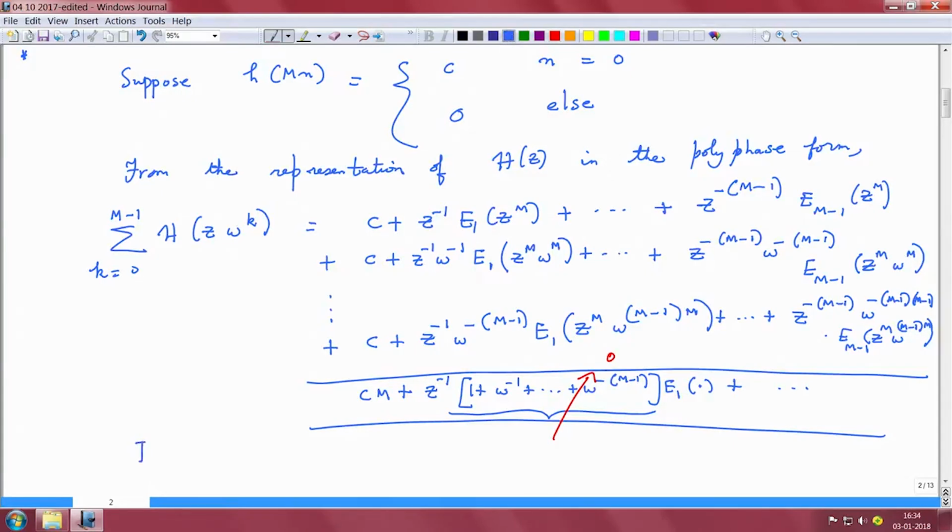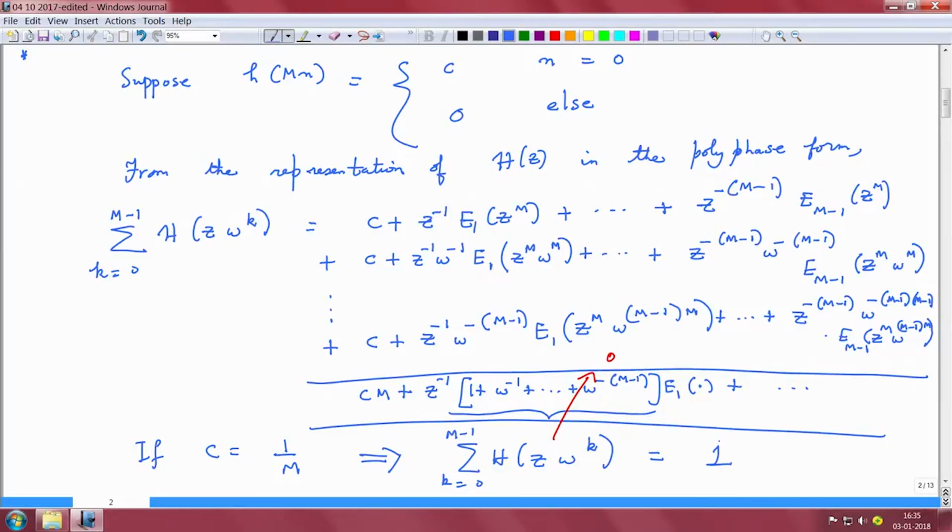Now, if c is chosen to be 1 upon m, this would imply that the summation k equals 0 to m minus 1 of the base filter and all the translates, that is m minus 1 copies, this basically is going to evaluate to 1, which is basically a flat response.